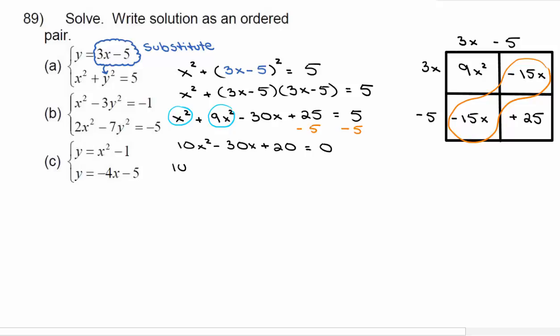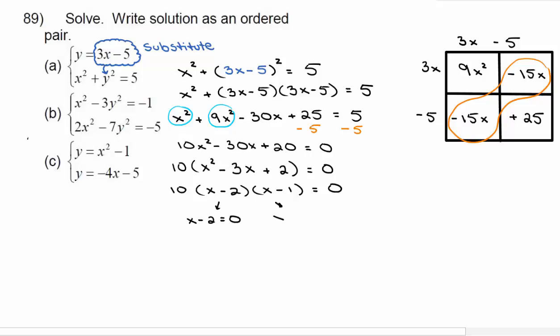So your first goal here would be to factor. If the quadratic equation that you come up with is not factorable, then you should try using the quadratic formula or completing the square. Fortunately for us, this is factorable, so we do not have to use the quadratic formula or completing the square. I'm going to set each one of these factors equal to 0 to solve for x. So I get x equal to 2, x equal to 1.